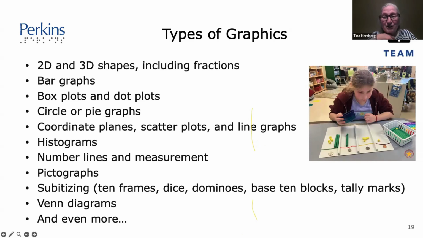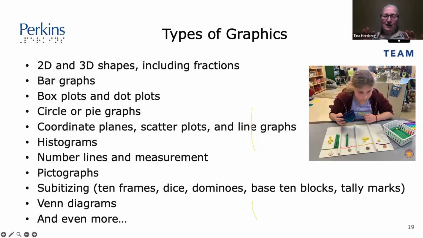So there are tons of graphics. As a matter of fact, the last bullet is "and even more," because there really are so many more. Sarah's talked a lot about these already with the 2D and 3D shapes, including fractions, bar graphs, dot plots, circle or pie graphs, coordinate planes, scatter plots, line graphs, histograms, number lines, measurement, pictographs, subitizing. So that's like 10 frames, base 10 blocks.